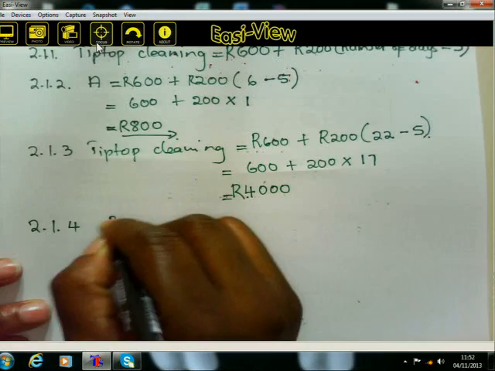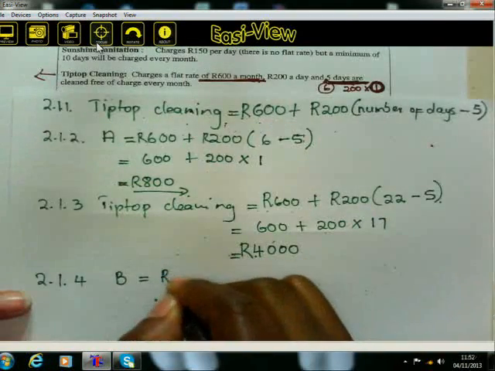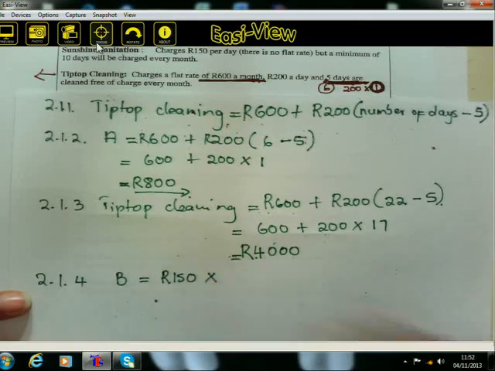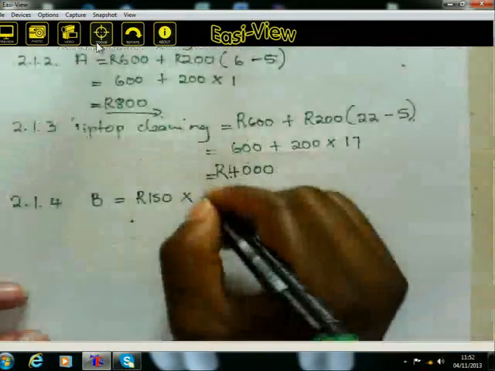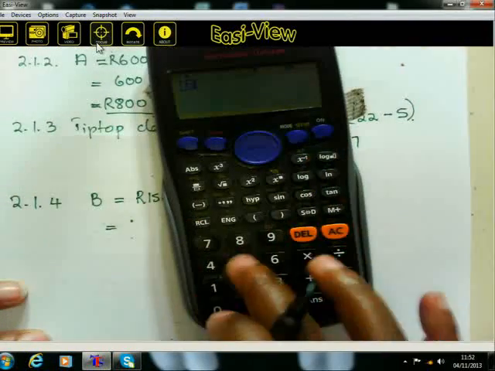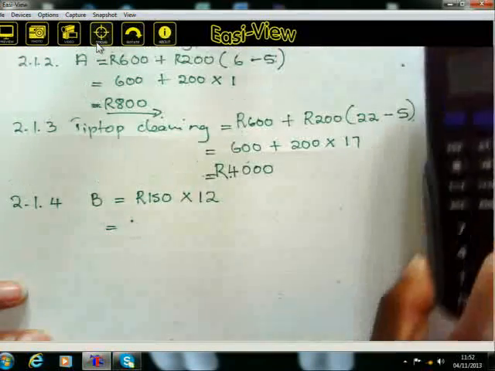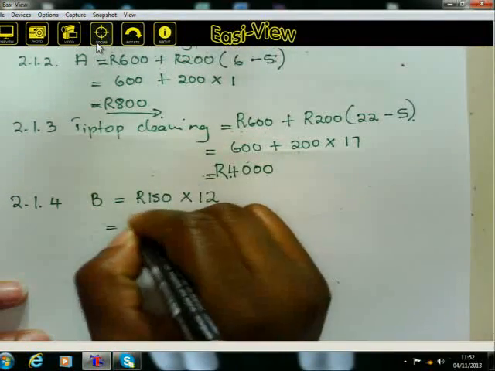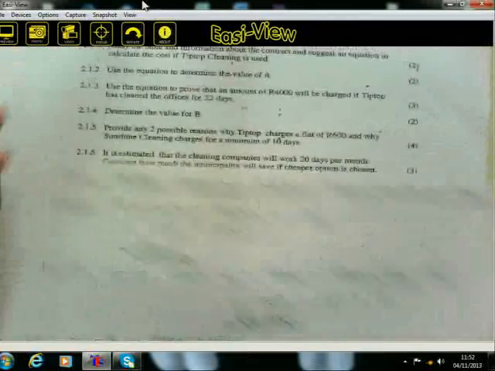2.1.4, our B, it's 150 multiplied by how many days for B? It's 12 days. So it's multiplied by 12. What is the answer in this case? 150 multiplied by 12, 1,800. So the answer in this case is 1,800. Please don't forget the symbol to indicate that you are dealing with money.